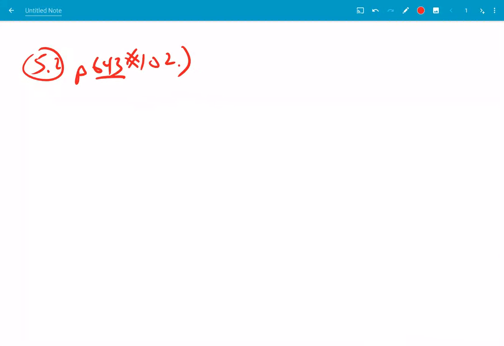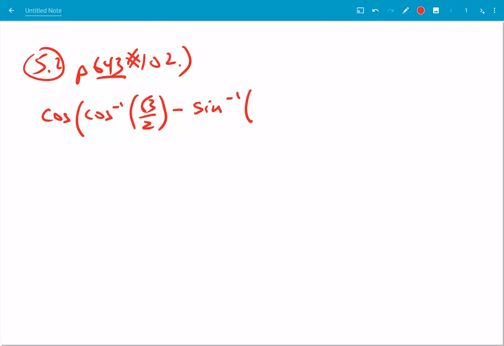Okay, we're now asked to evaluate this expression: the cosine of the arc cosine of rad 3 over 2, minus the arc sine of negative a half. I like to say the angle whose cosine is rad 3 over 2, because an arc cosine is an angle. We're plugging in the cosine, we're getting the angle out, right? So minus the angle whose sine is negative a half.